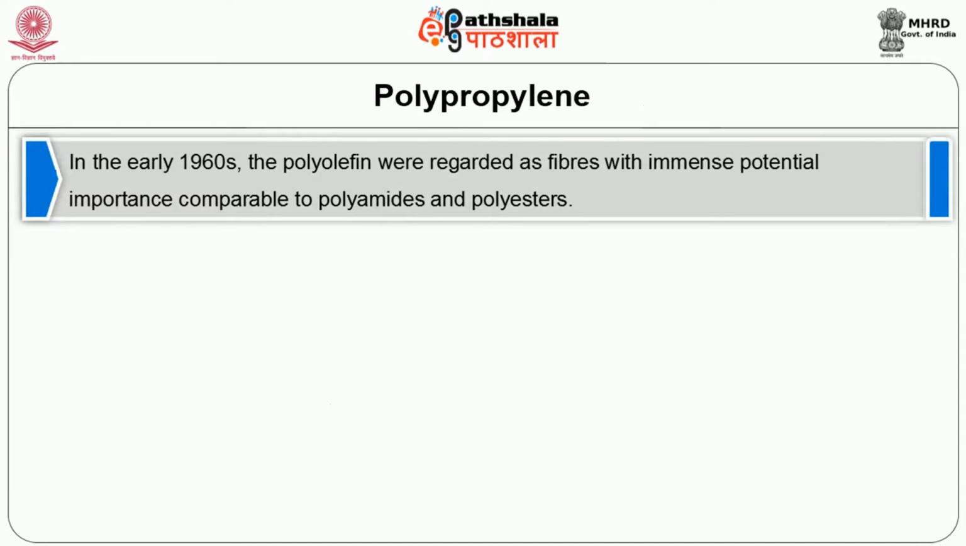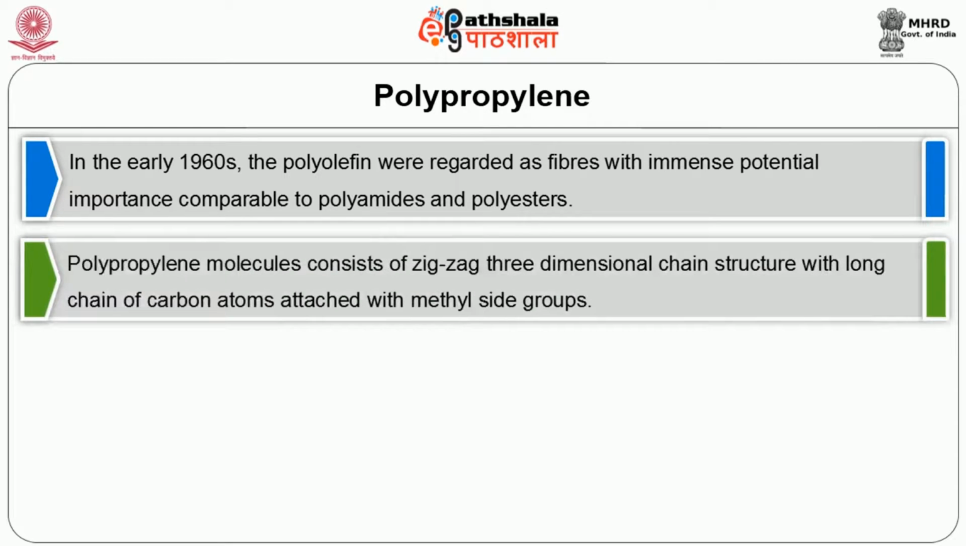Now we'll go to the next olefin fiber, that is the polypropylene. In the early 1960s, the polyolefins were regarded as fibers with immense potential, importance comparable to polyamide and polyester. Polypropylene fibers can be melt spun like other synthetic fibers.